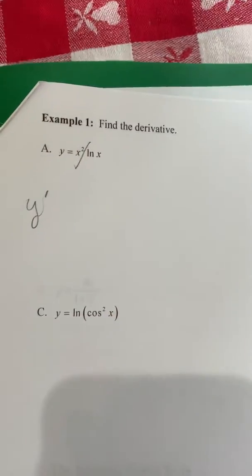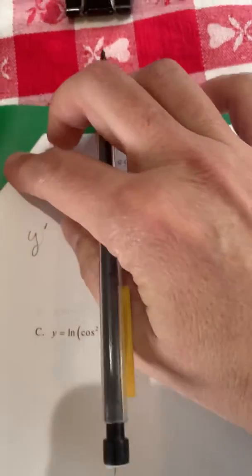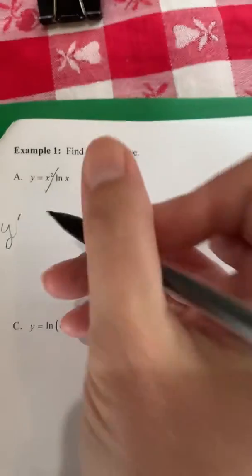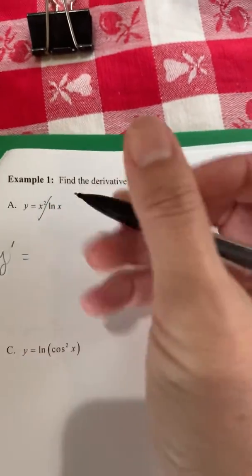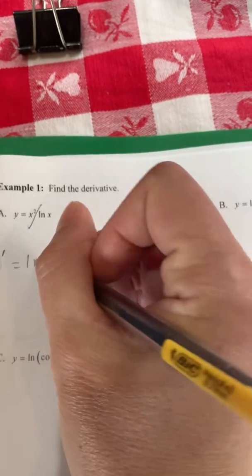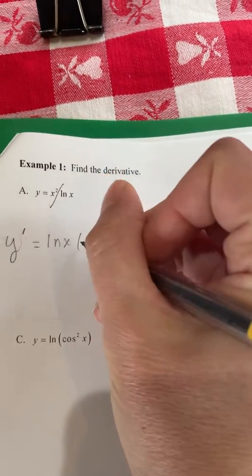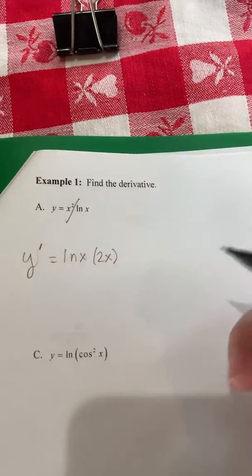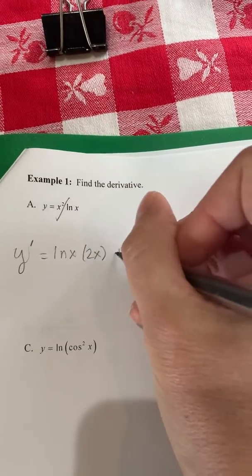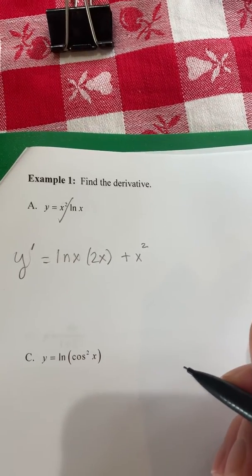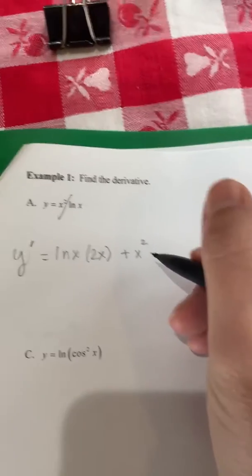All right, so how the product rule works is we leave one function alone while we take the derivative of the other. So I'm going to go ahead and leave the natural log of x alone, and we know the derivative of x squared is 2x. Okay, now I'm going to leave x squared alone, and our new derivative for the natural log of x is 1 over x.